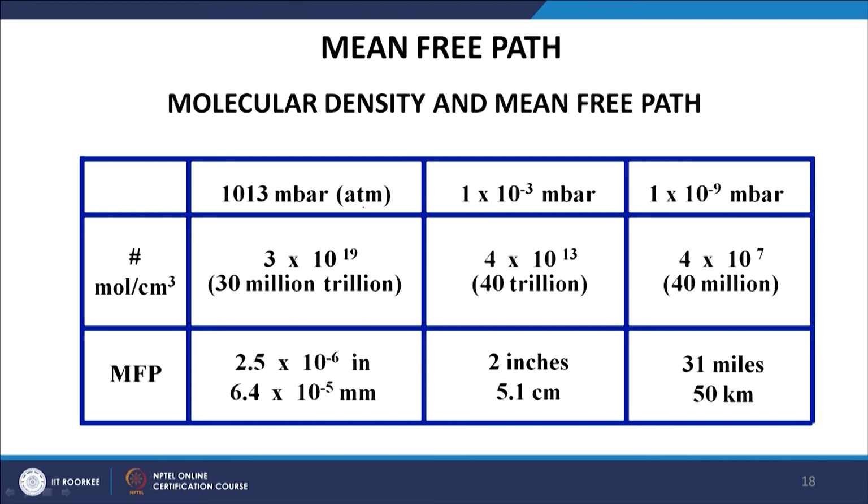For atmospheric pressure, the number density or the molecular density is 3 into 10 to the power 19. But when you go to 10 to the power minus 3 millibar, it is 4 into 10 to the power 13, and when you go to 10 to the power minus 9 millibar, it is 10 to the power 7.